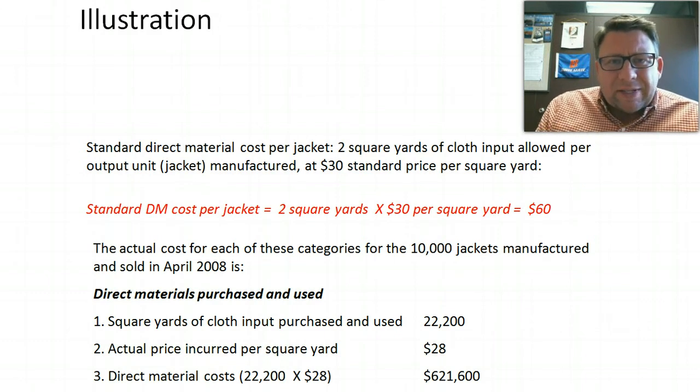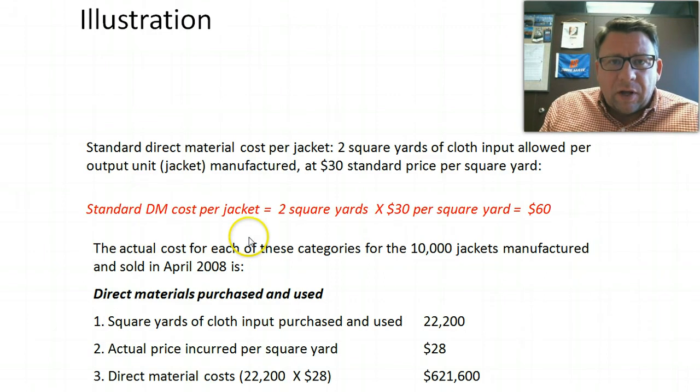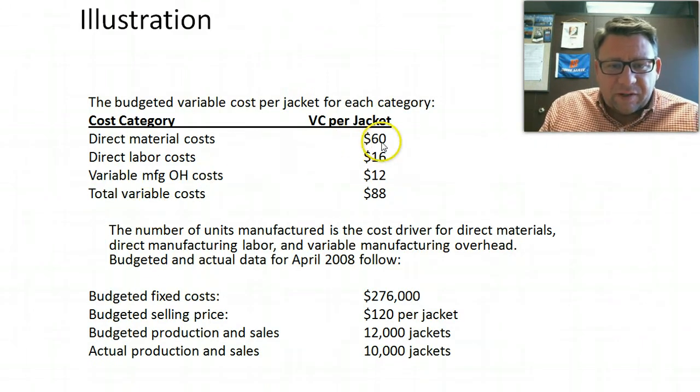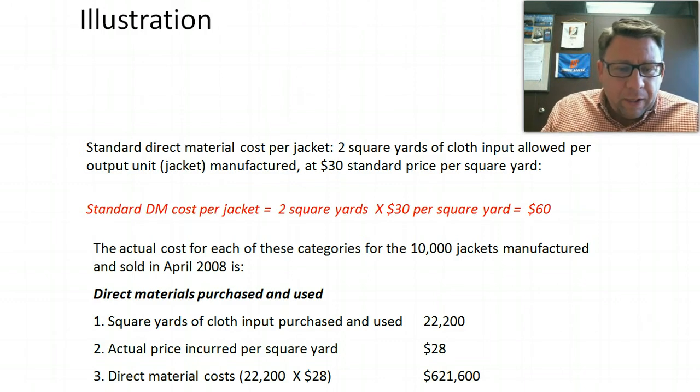So we talked about standard costs, and so in this case we're looking at direct materials. So the standard direct material cost per jacket is 2 yards times $30 a square yard is $60, and that's the same $60 that we have right here. So remember that a standard cost is not only the price we expect to pay, or the cost of the item, but also a standard quantity. In this case, each jacket is 2 yards of material.